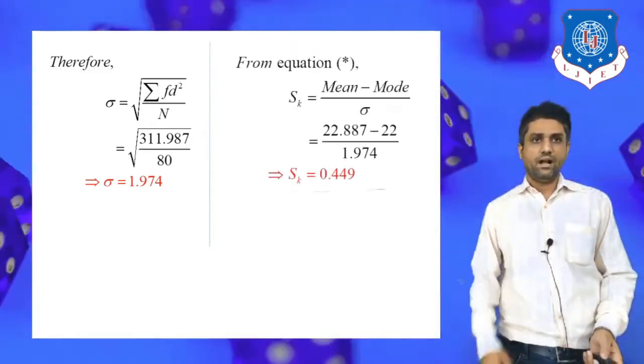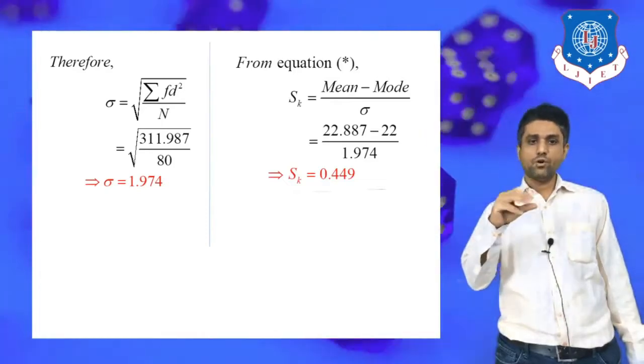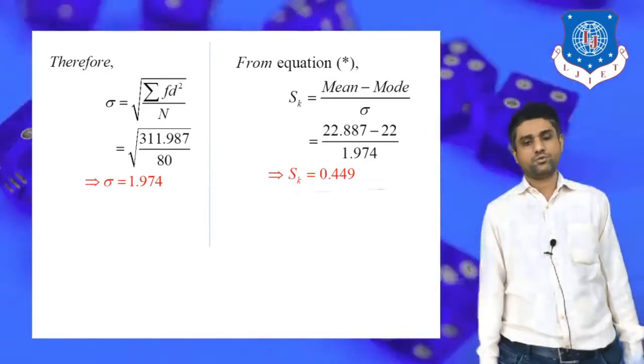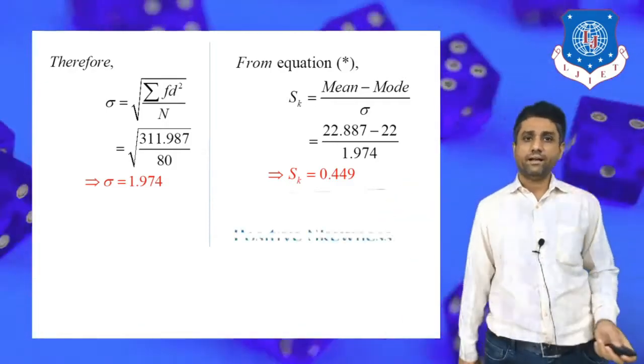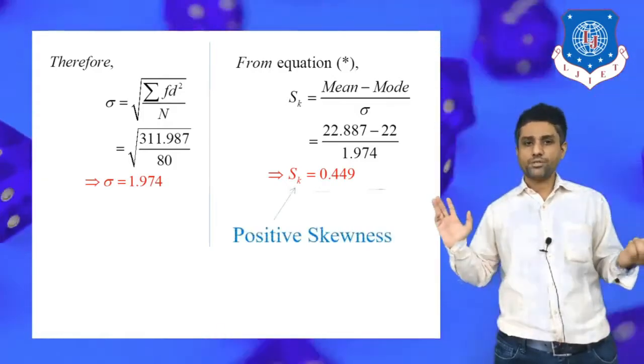Again, as you see, the standard deviation is 1.974. We have calculated the mean and mode, and plugging all these values into the equation stated earlier, we get the coefficient of skewness as 0.449. And again we say that 0.449 is greater than 0, so this is positive skewness.